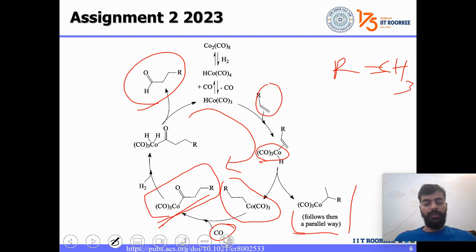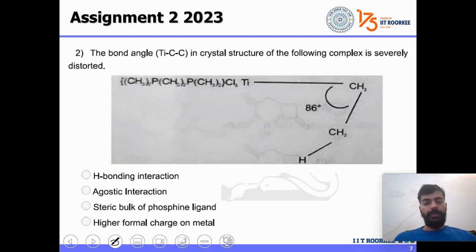Let's move to the next question. The bond angle for titanium carbon-carbon in the crystal structure of the following complex is severely distorted. What may be the reason? If we see here, the bond angle is coming around 86 degrees. Why is this bond angle very distorted? The answers provided here are hydrogen bonding, agostic interaction, steric bulk of phosphine ligand, and higher formal charge on metal.